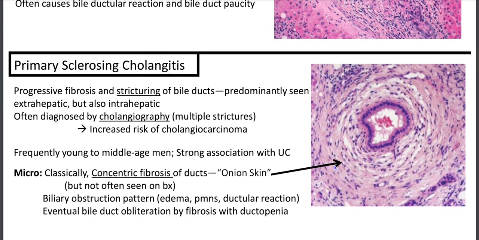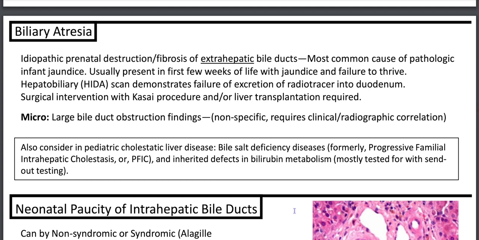Primary sclerosing cholangitis, progressing fibrosis and stricturing of the bile ducts, predominantly seen extrahepatic but also intrahepatic. Look for your string of pearls on cholangiography, increased risk of cholangiocarcinoma, and it's the onion skinning. Biliary atresia, help diagnose using the HIDA scan. The surgery is Kasai procedure.